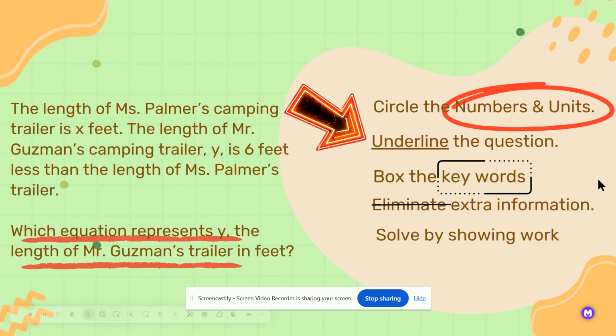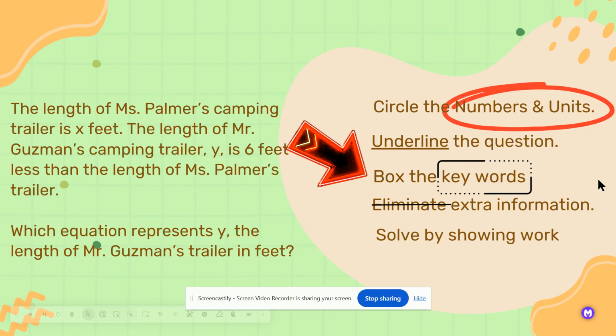Being able to know what you're actually solving is important. There's a lot of times that students will solve a problem, but they did not actually solve what they wanted us to solve. They did not actually answer the question. They just solved a piece of the problem because the question looked familiar or similar to something that they had already solved before. So always be sure to underline the question and make sure that you are solving the question that is being asked.